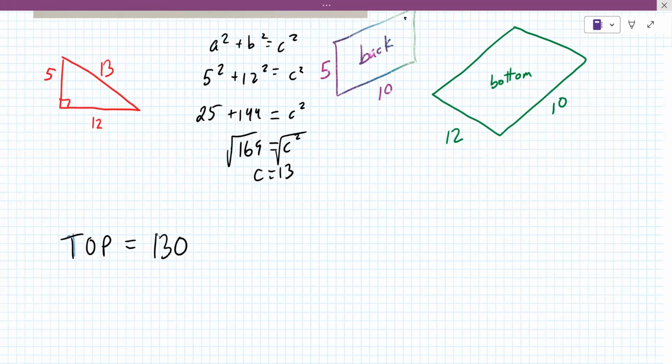Okay, so the back is also a rectangle. So the top is 130. Should I write that down? Yes, well, we want to find the area of everything. Can you scroll up?